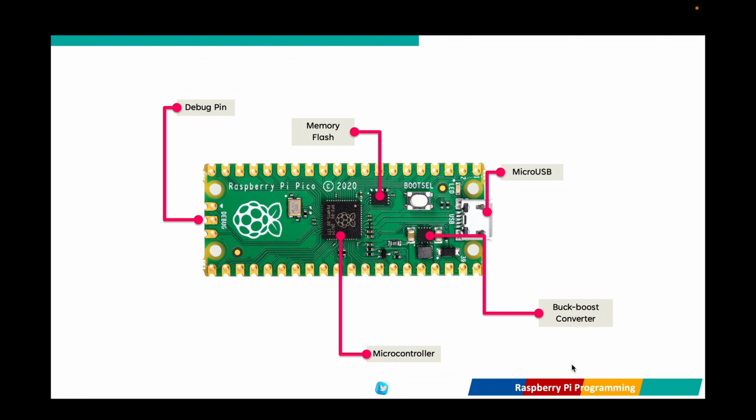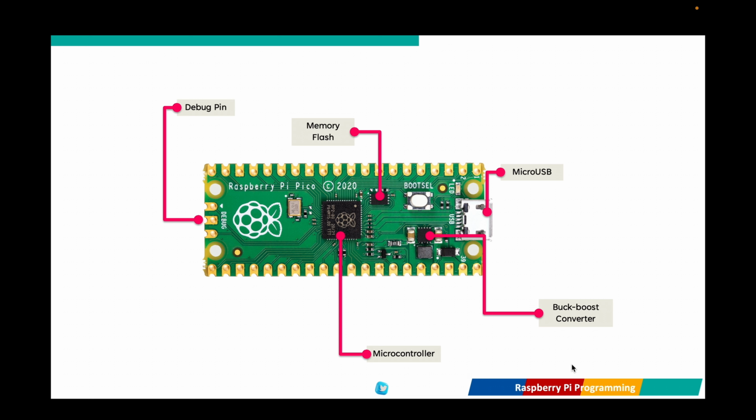The 3.3V fixed output buck-boost SMPS converter regulates the power supply. This is an onboard buck converter, a switching regulator, that efficiently steps down voltage from the USB input, typically 5V, to the 3.3V required by the RP2040 microcontroller and other components.